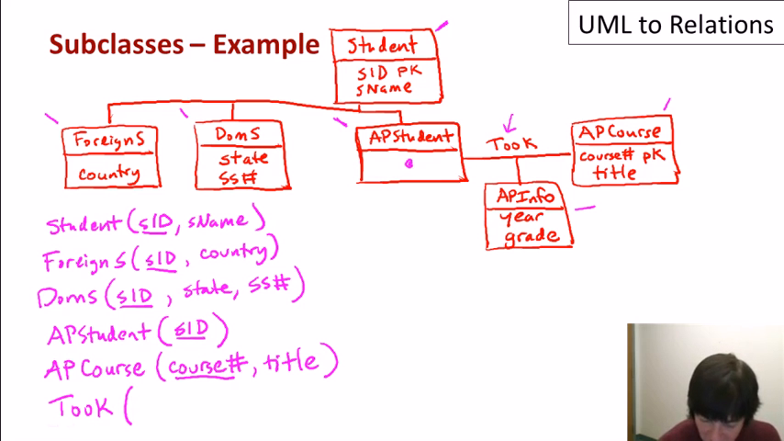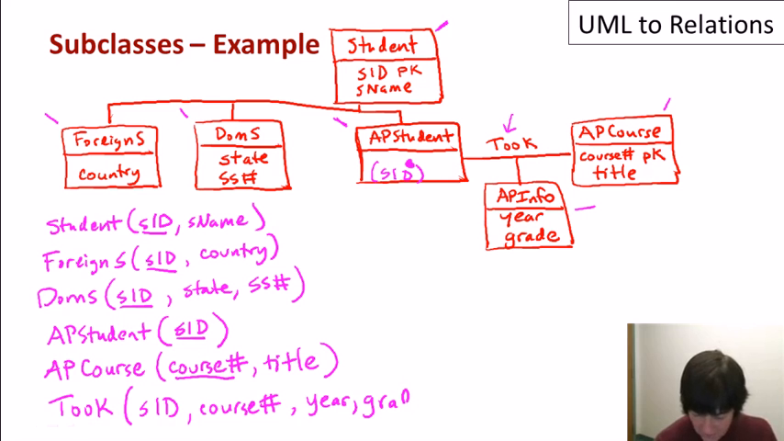Well, we don't see any key in here, do we? But subclasses always inherit the key from their parents. So the key here is implicitly the student ID, and that's what we'll be using here, student ID, the key from the right-hand side, the course number that they've taken, and then we'll have the 2 attributes from the association class, the year and the grade. So this actually looks like a pretty good design.